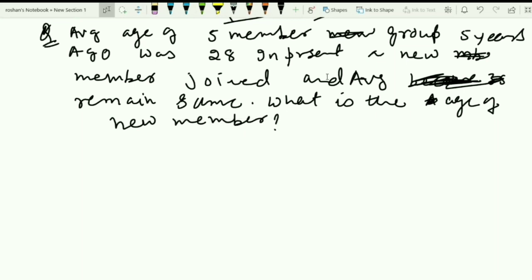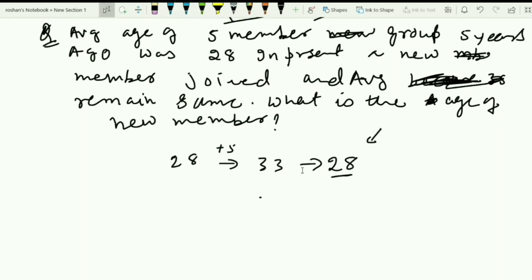You have this question. A 5-member group's average 5 years ago was 28, means in present plus 5, because 5 has to be increased here, so this will be 33, if I'm not wrong. 2 and 3 correct, but due to a new member, this average remains only 28, which means that the gentleman who joined the group is lesser than the person. Otherwise, if that person is also 33, the average should be 33 only. Since average is less than 33, the person who joined the group is less than 33.